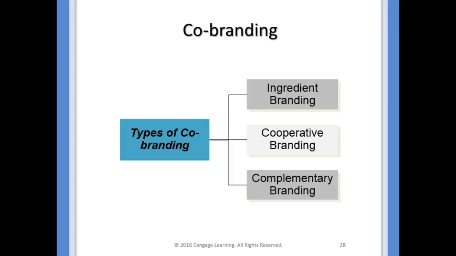Lastly, last slide here for this particular video, just look over this slide here. I want you to know the different types of co-branding, be able to differentiate between ingredient, cooperative, and complementary. All right, and then that's where I'm going to stop this video, and then the next video will be a shorter end to Chapter 10.